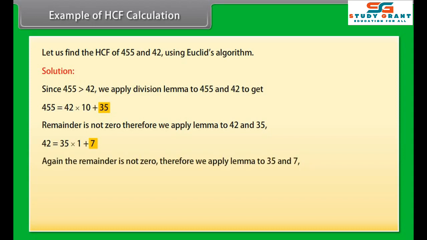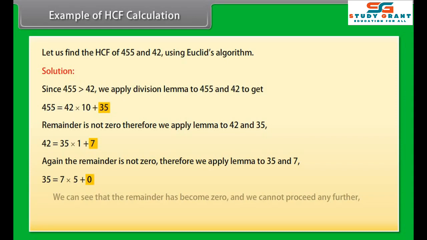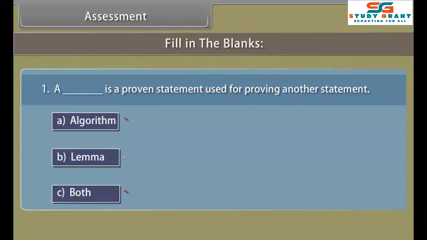Again, the remainder is not 0, therefore we apply the lemma to 35 and 7. 35 = 7 × 5 + 0. We can see that the remainder has become 0 and we cannot proceed any further. Therefore, the HCF of 455 and 42 is the divisor at this stage, that is 7.